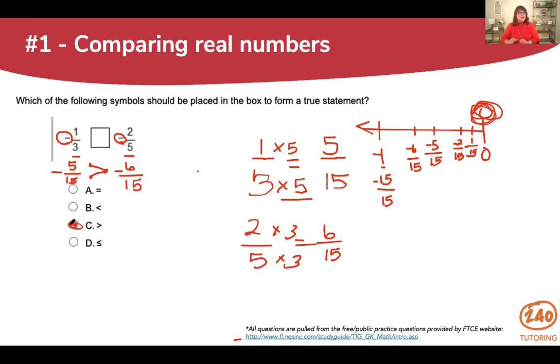All right. So this is real tricky, real tricky, because if you ignored those negative signs, you would have said the correct answer is B, because on the positive side, 6/15 is actually greater than 5/15. So it's real important that you note those negative signs, okay?